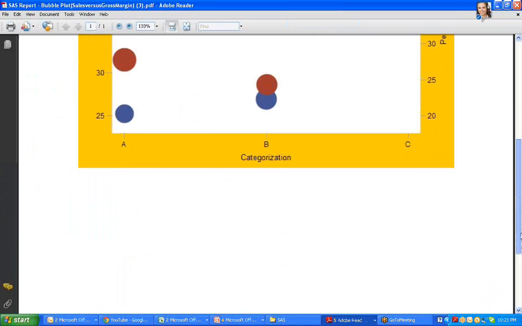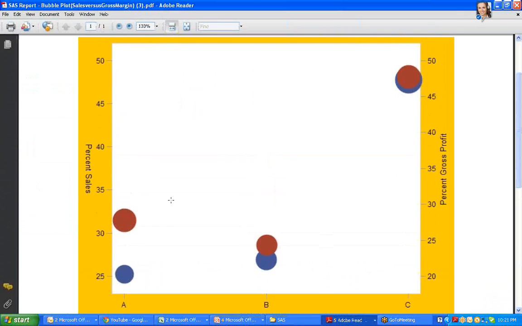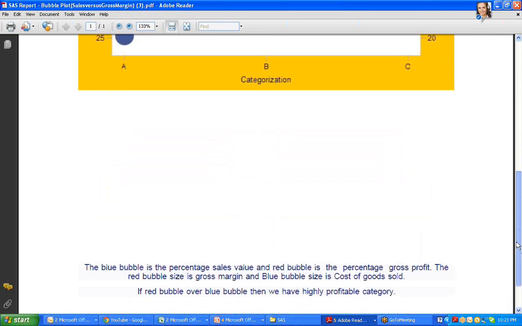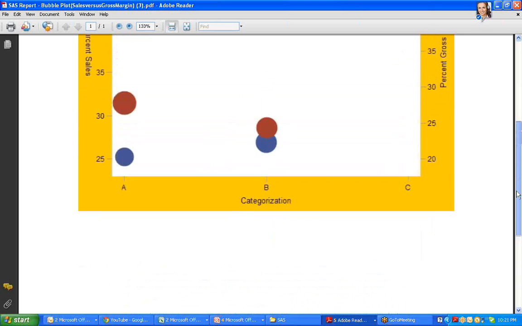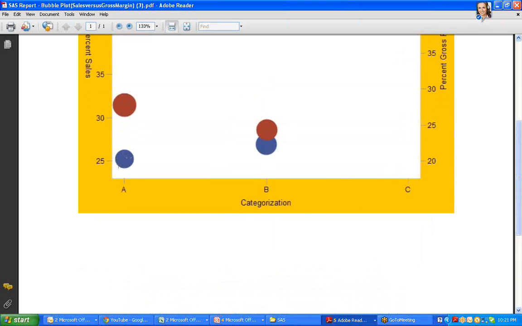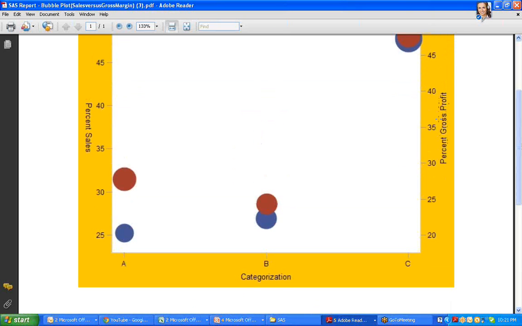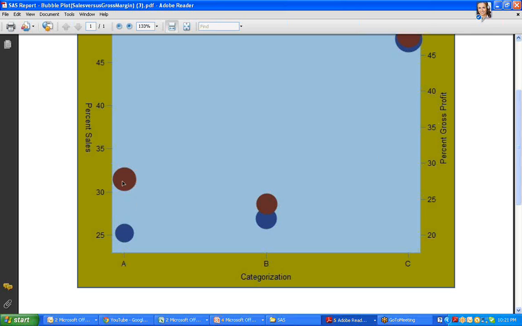Now, first of all, we look at the first chart. This is the percentage sales with percentage gross profit, and your bubble sizes. The blue bubble is the percentage sales value, while the blue bubble size is the cost of goods sold, right? So this is the cost of goods sold, and the red bubble size is actually indicating the gross margin. So the red bubble is the percentage gross profit, which is indicated through here, and the size is indicating the percentage gross margin.